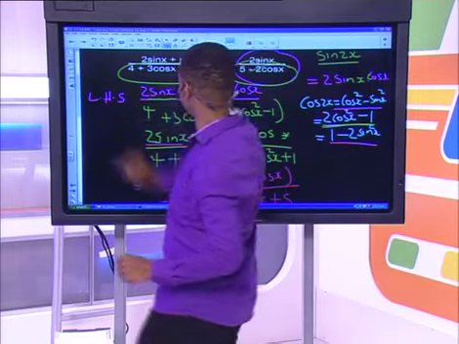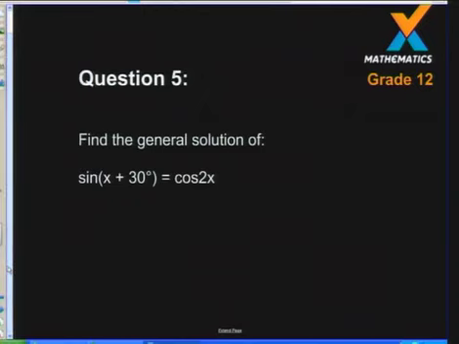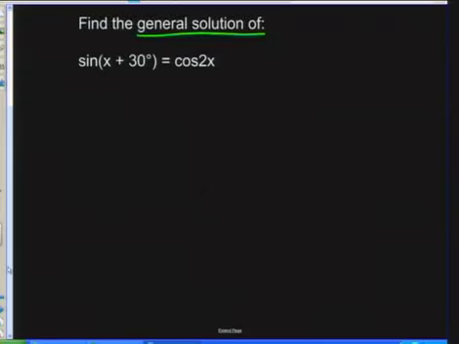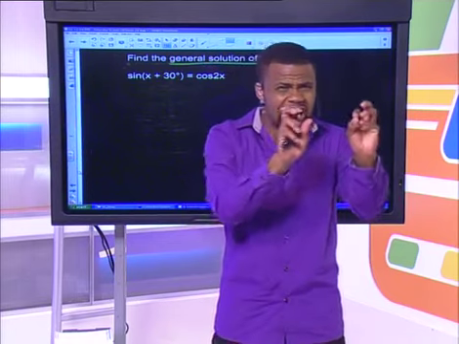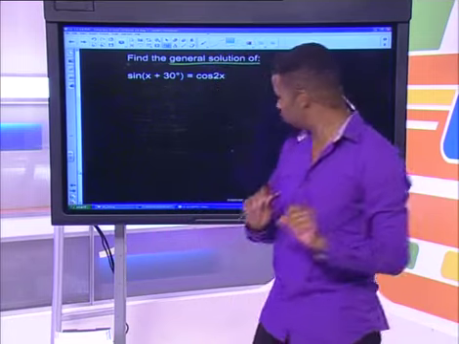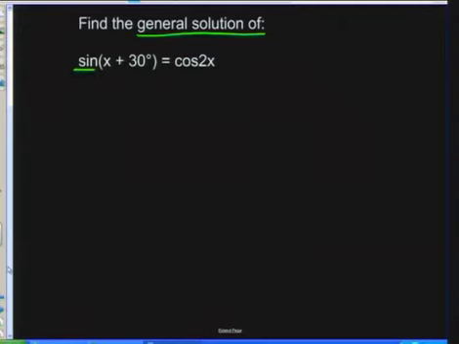Okay, let's look at the next problem. Find the general solution for this. What can I do? Let me advise: if you have sine and cos like this, you have to try to change both of them into sine, sine, or cos, cos, so you can drop the angles. Let's see what I can do. You can change this into cos, or you can change this into sine.